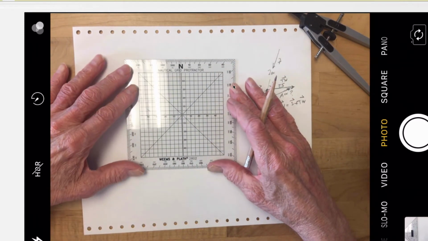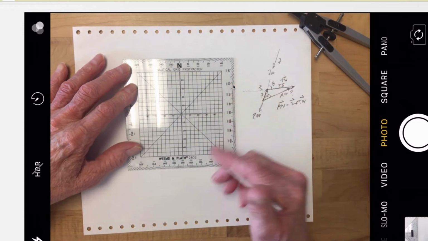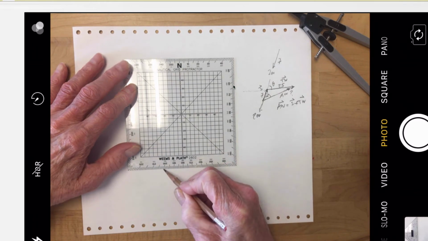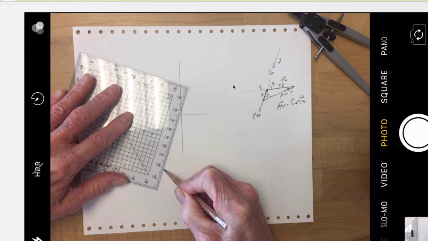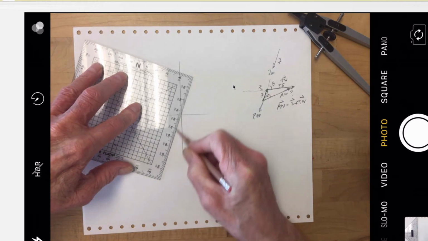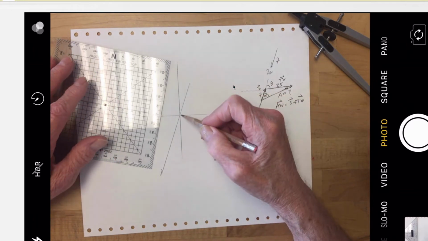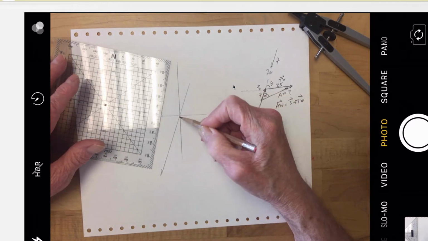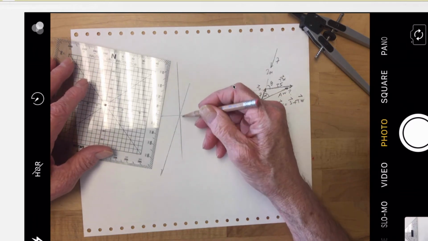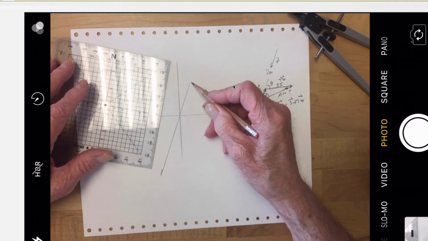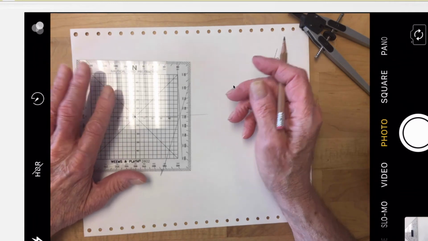Okay, so that's our graph paper, that's our paper, and then I'm going to go, here's 180, here's 200 right here. So this is the direction we're going, but the wind that we're creating is going against us this way. So now we need to pick a scale.